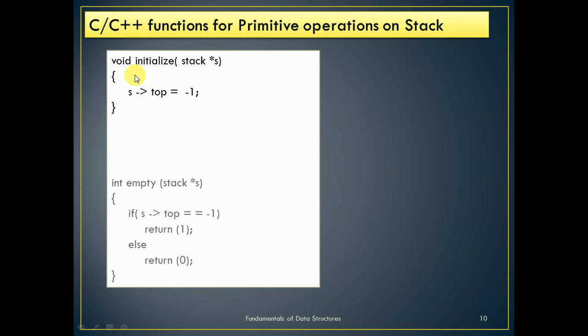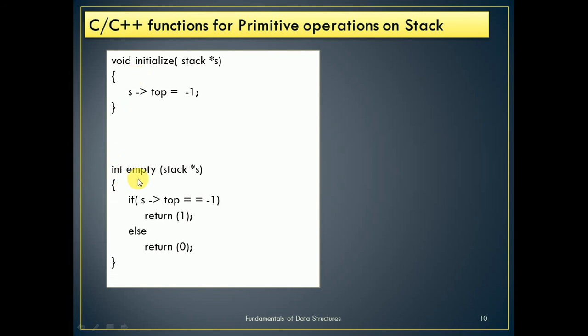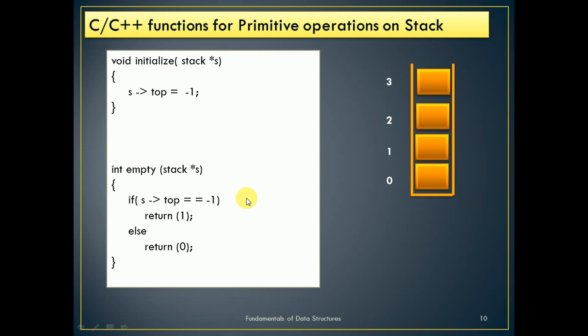Okay, now the next function is the empty function. In the empty function, we must check this particular condition. If our S points to top is equal to -1, then our stack is empty. Otherwise your stack is not empty. This is our stack. Initially our top value is -1, it means our stack is empty.